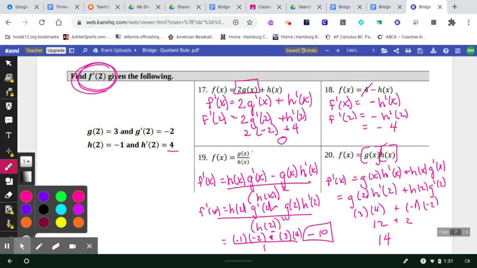Okay. All right. So quotient rule, product rule, power rule are the 3 main rules we've covered. And again, we'll have a little practice for you.